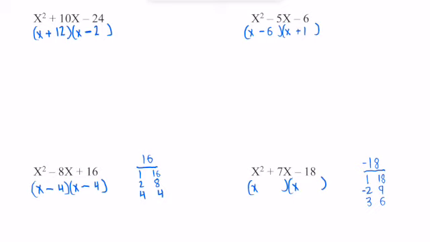And if we put the negative sign with the 2, then our pair negative 2 and 9 would multiply to negative 18 and add up to 7. So our solution is x minus 2 times x plus 9.